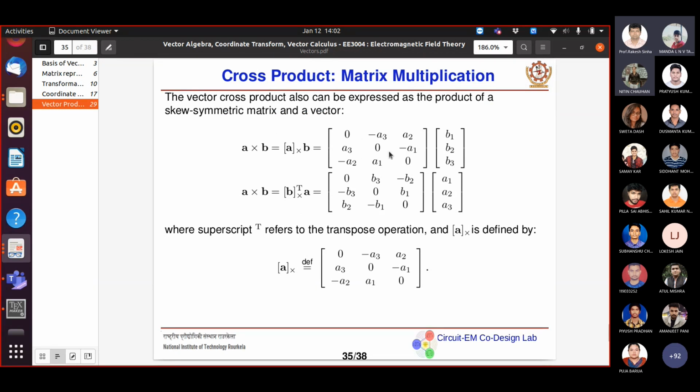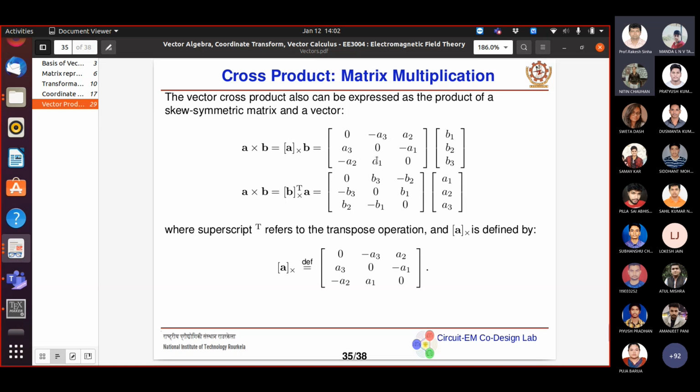So here A has three components, 1, 2 and 3. These can be anything: x, y and z, or rho, phi and z, or r, theta and phi. Okay, so anything.